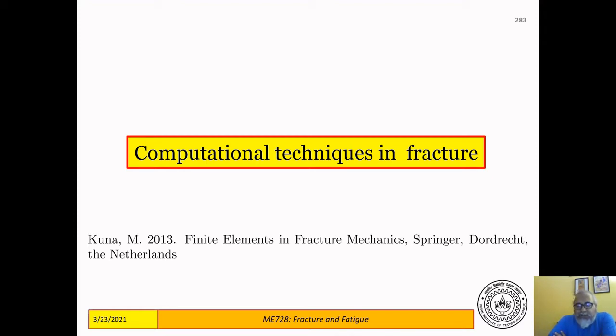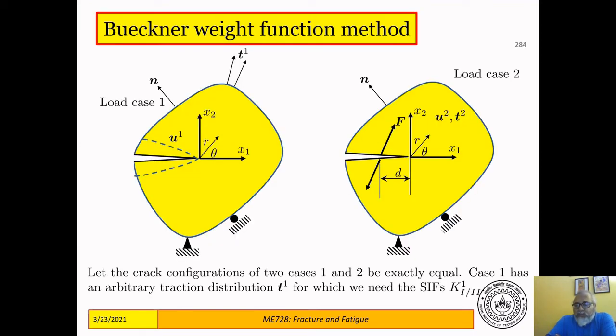These are more general techniques, and at least one of these is applicable to non-elastic cases as well. Right now we will apply them to elastic cases only, but we will learn three methods which are based on the concept of G and J. The first method that we are going to learn is called the weight function method.